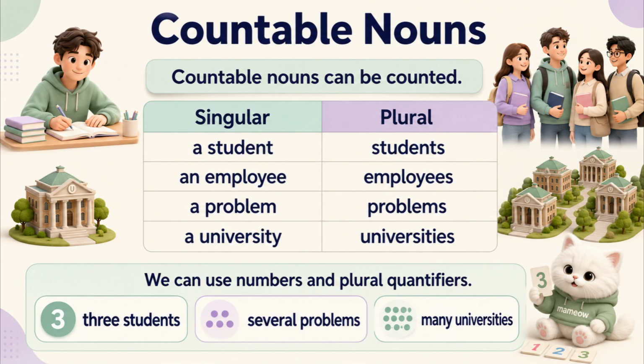We can use numbers directly with countable nouns, as in 3 students and 10 universities. We can also use plural quantifiers such as many, several, and a number of. For example, several problems were identified. Remember that a singular countable noun and a plural countable noun follow different article and verb patterns.